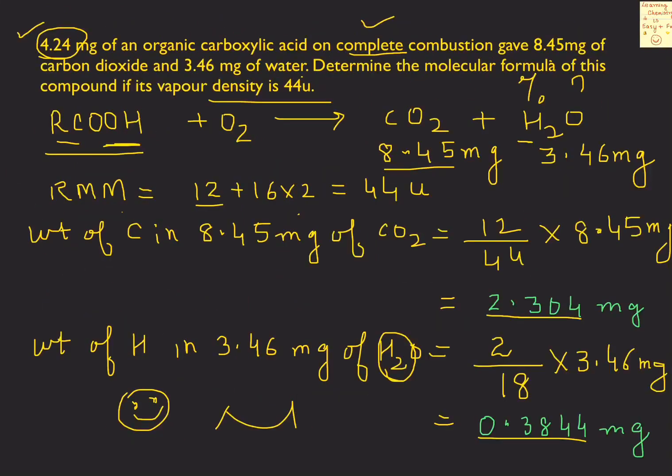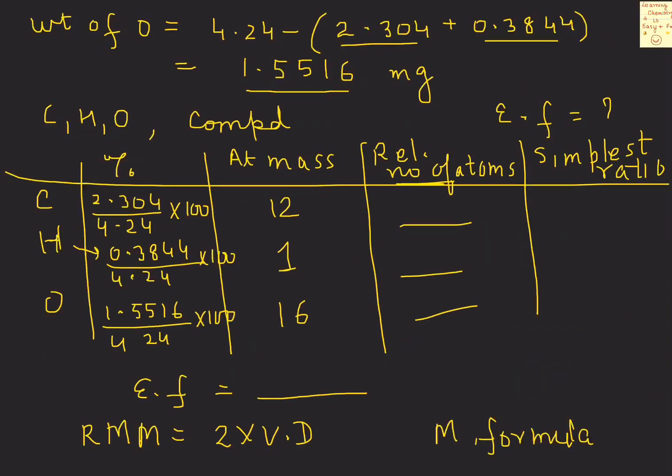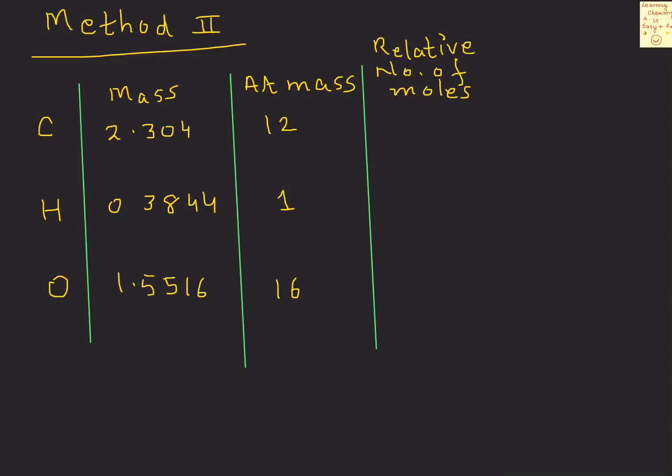Let's see, what was it? Wherein we had found out the weight of carbon, we had determined the weight of hydrogen, we had also determined the weight of oxygen. This data we have jotted down again in a tabular form: 2.304, 0.3844 and 1.5516. What would be the relative number of moles of each atom present in the compound? You've been given the atomic mass.